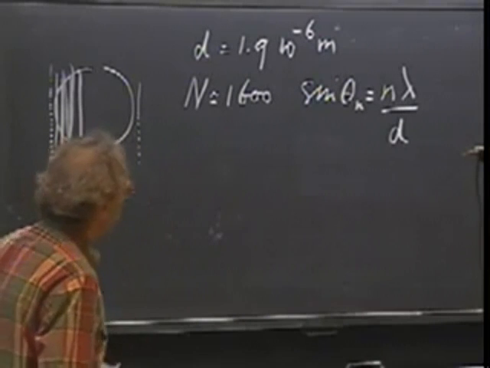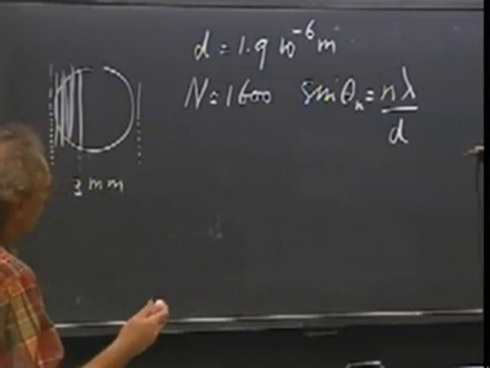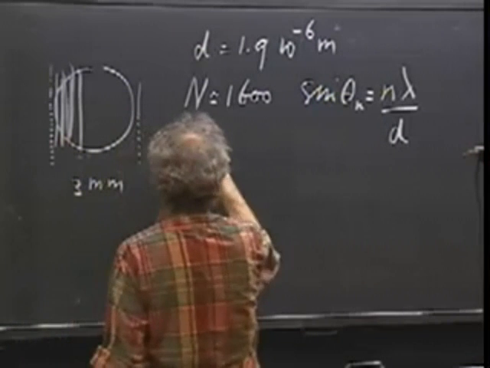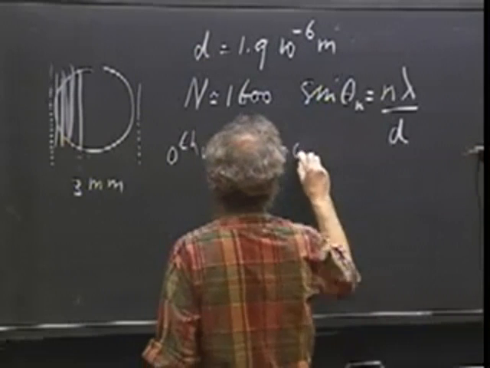And so when n is 0, that is your zeroth order, you get, of course, a maximum. So the zeroth order is at theta equals 0.